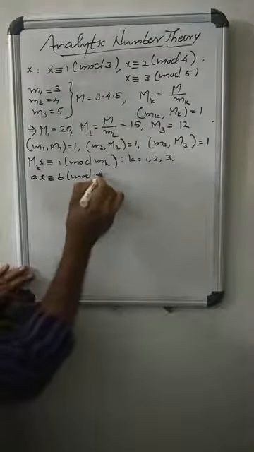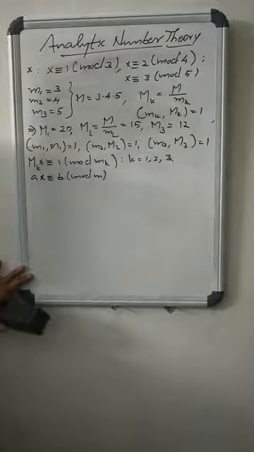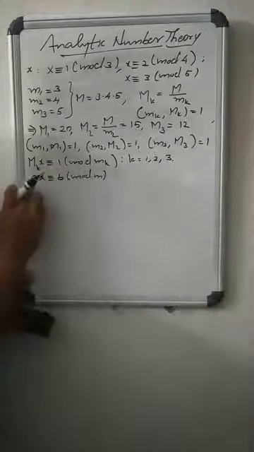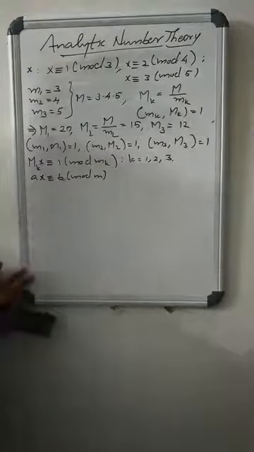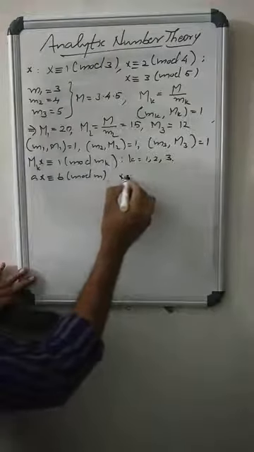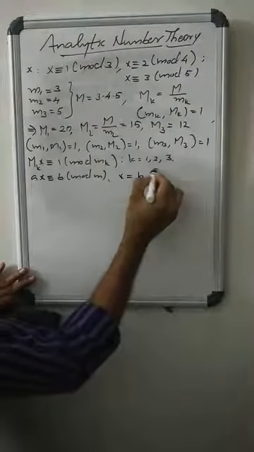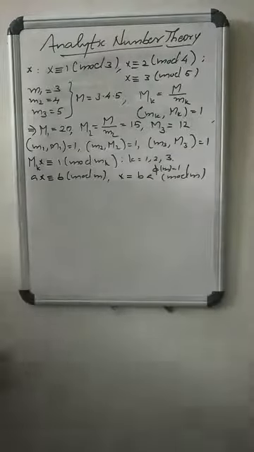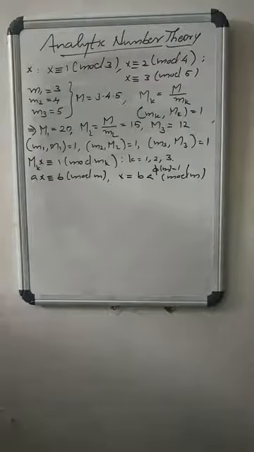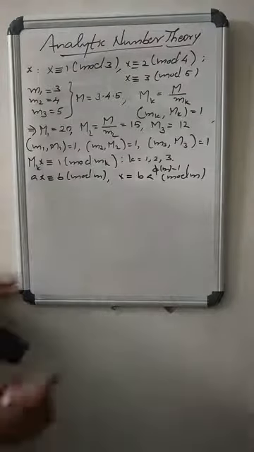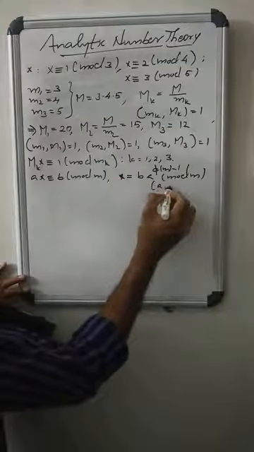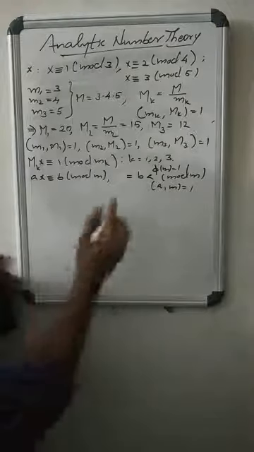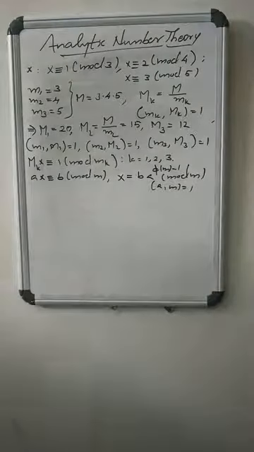We also proved that the congruence relation ax ≡ b mod m has a unique solution whenever a and m are relatively prime, and the solution is given by x ≡ b·a^(φ(m)−1) mod m. So it has a unique solution only if a and m are relatively prime, and that solution is given by b times a to the power φ(m) minus 1, mod m.